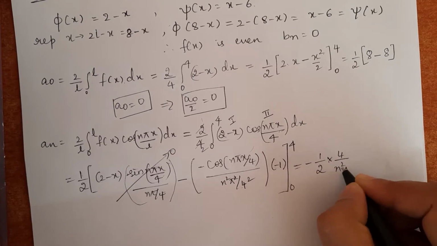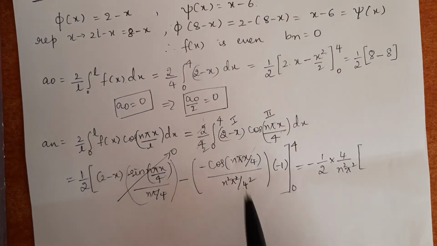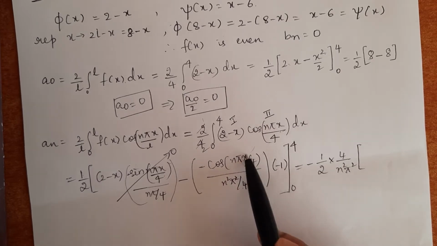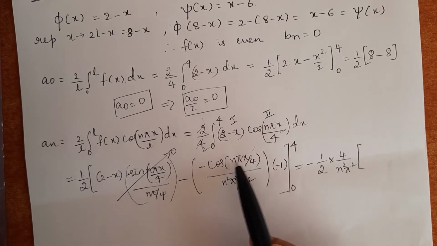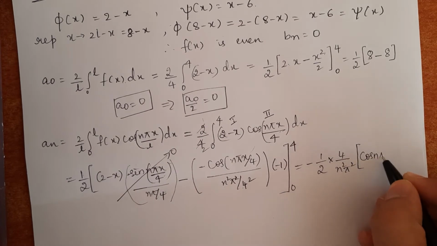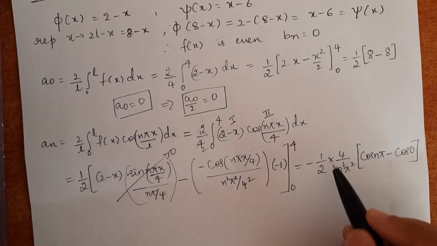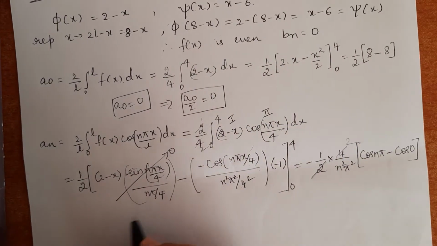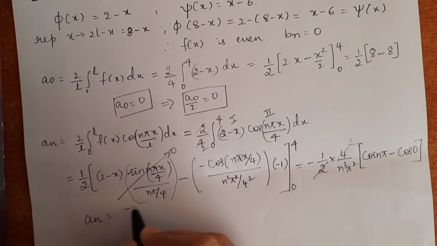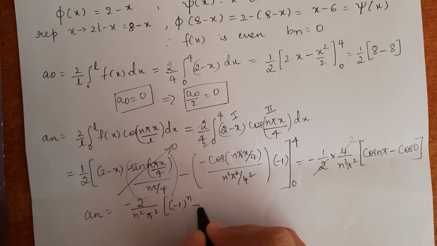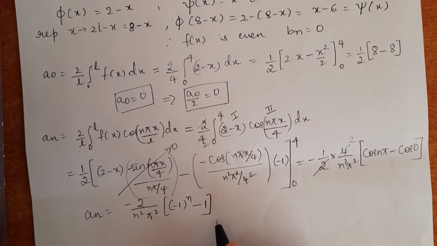It is 4 by n square pi square into, substitute the upper limit is 4. If I substitute 4 here, 4 gets cancelled, cos n pi minus lower limit is cos 0. There 2 1s are 2, 2 2s are 4. So an is minus 2 by n square pi square into cos n pi value is minus 1 to the power n minus cos 0 is 1. This is the value of an.